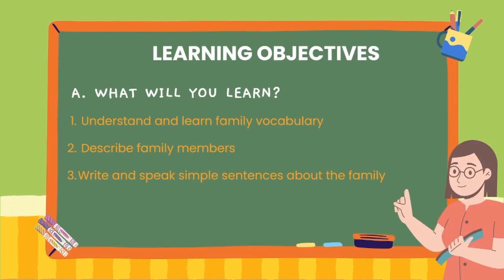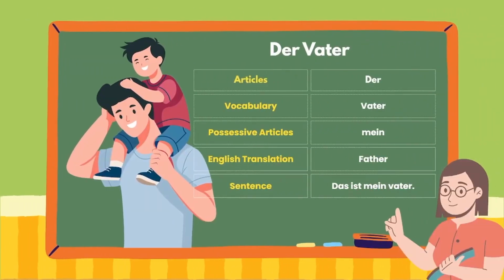So this is the learning objective for this chapter. Understand and learn family vocabulary in German. Describe family members in German. After this chapter is over, you should be able to write and speak simple sentences about the family in German language. So this is the first slide for today.